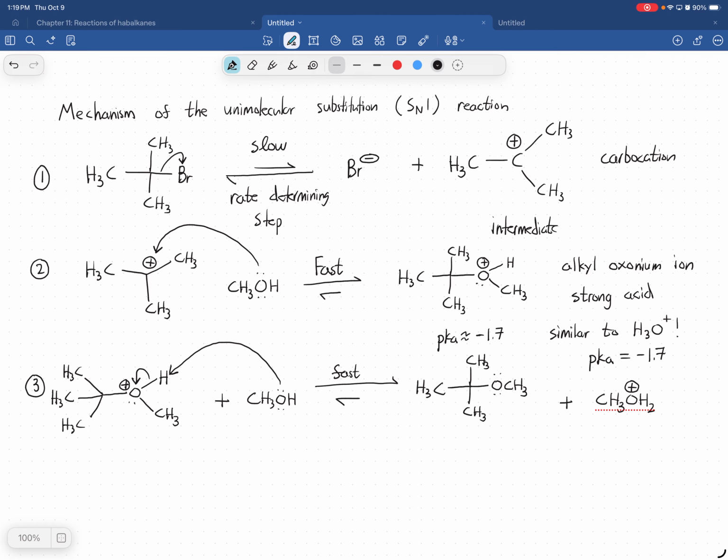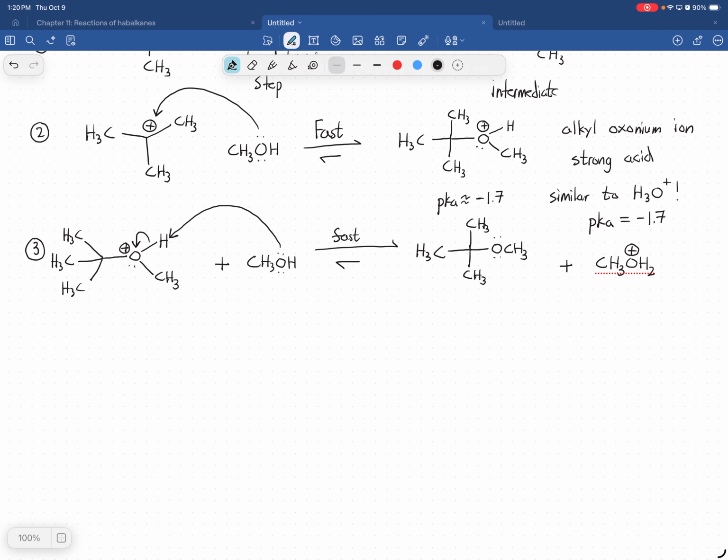So the mechanism really just shows you the events of one instance, but this is probably happening to a bunch of these tert-butyl bromide molecules. It's probably happening, several events at once. But we just show one instance of how it's going from reactant to product. Yes. Okay. All right. So we talked about hyperconjugation before, so it's very similar here.